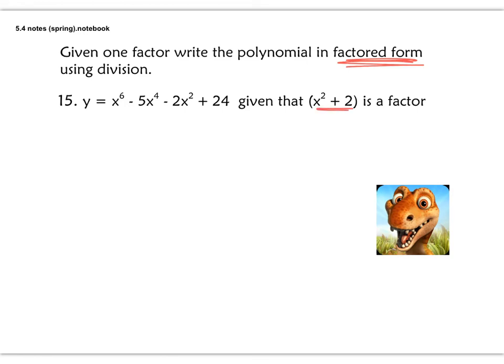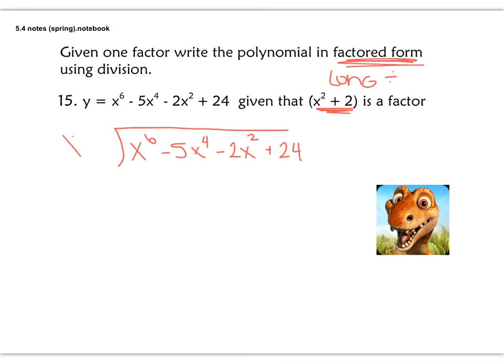So they gave us this for a factor. Can I use synthetic division? Synthetic has to be x plus or minus a number. I have an x squared plus a number. So I have to do long division, unfortunately, because of the x squared. All right, so let's go ahead and set it up. We have an x to the 6th minus 5x to the 4th minus 2x squared plus 24.